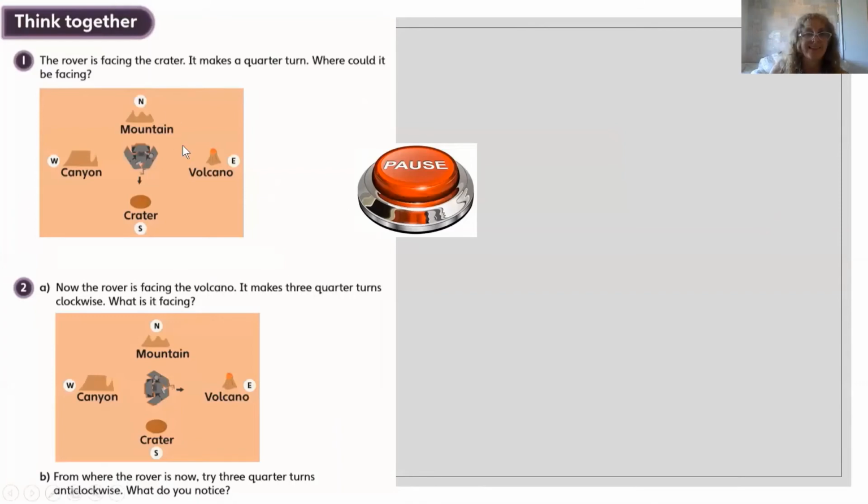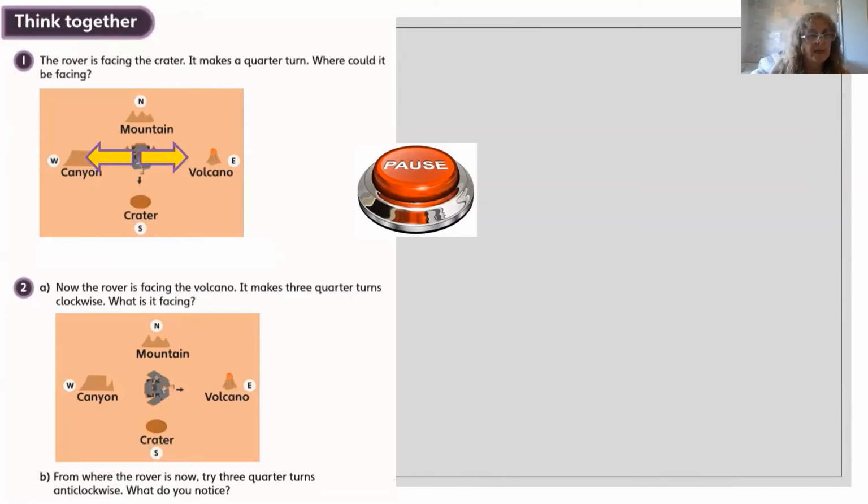What did you say? Remember, it's starting at the crater. It could be going to the canyon. And if you look at where that would be, if we're looking at it that way, that would be clockwise. Or it could be going to the volcano, right? Because it's only making a quarter turn, it didn't say whether it was anti-clockwise or clockwise.